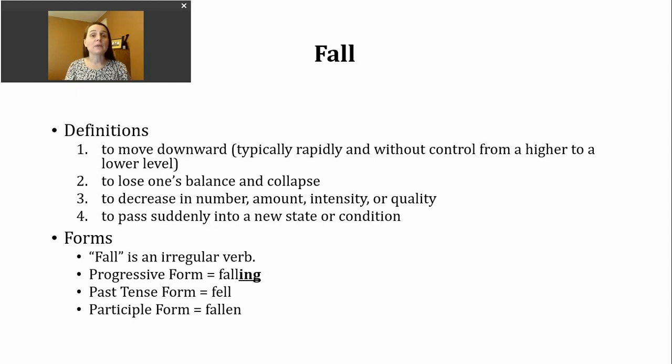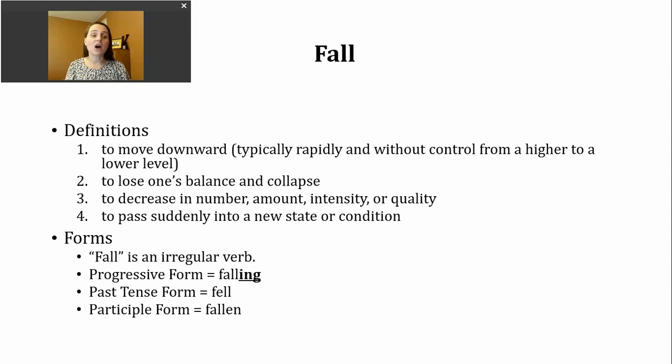The fourth way we could use the verb fall is to mean to pass suddenly into a new state or condition. For this meaning, you might think of falling asleep, or you might hear of people falling in love. That ties to this particular definition.